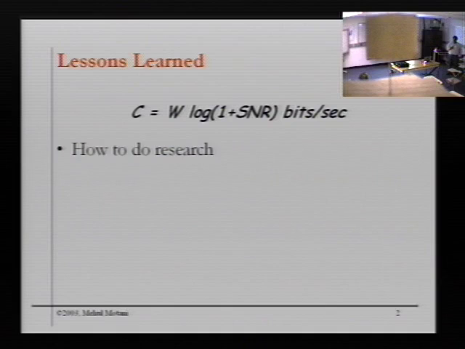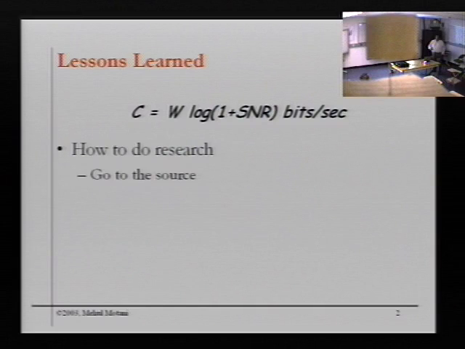Obviously I didn't know Claude Shannon myself, but I know people who knew him. These are lessons from Bob Gallager, actually, that he gave at a talk once. It was a Shannon Day at Bell Labs a few years back, and he talked about this, and I really like them. So I like to tell it to students who are going through research now.